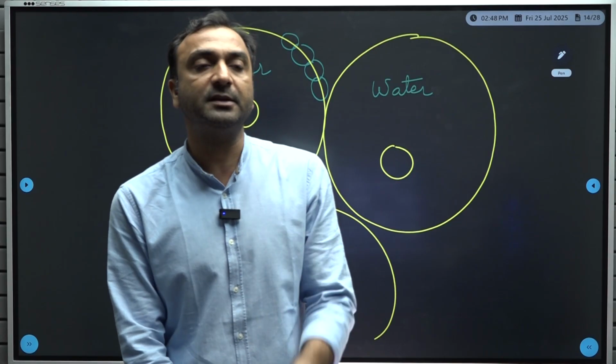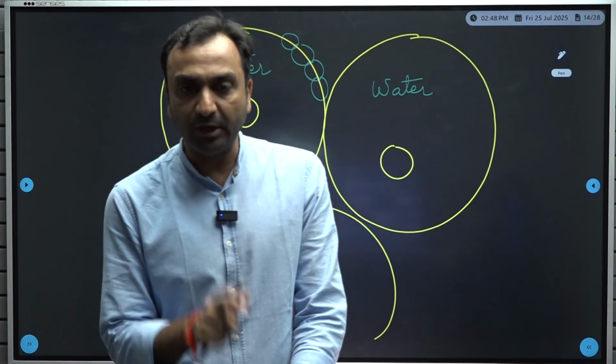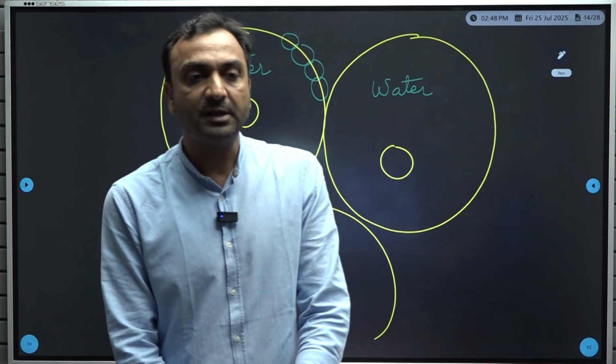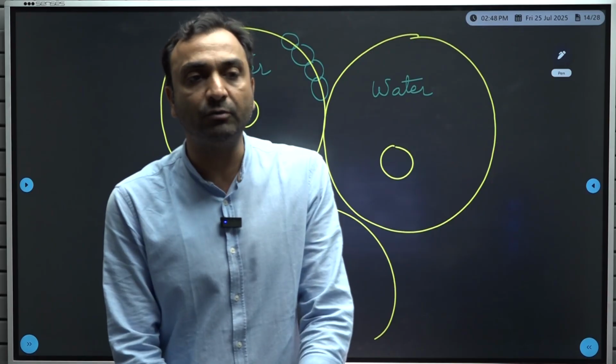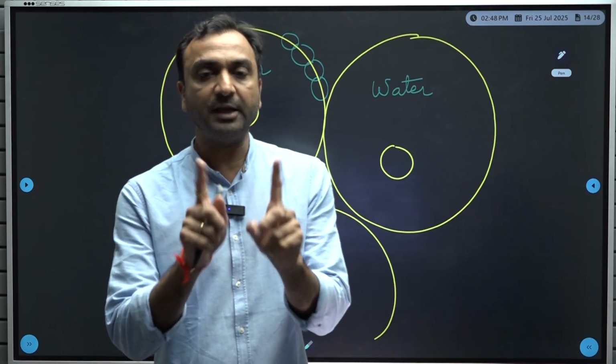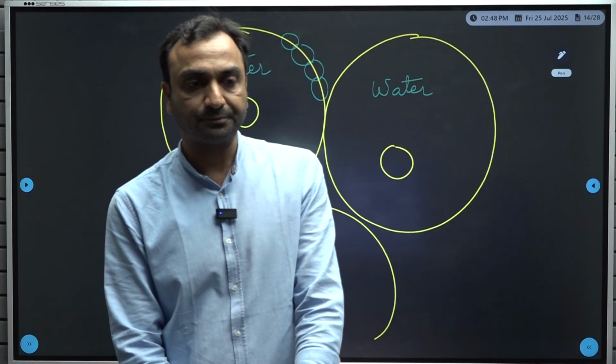Okay, the first characteristic feature which is clearly mentioned and which we know about lipid is that lipid material cannot dissolve in water. It is not getting dissolved into water.